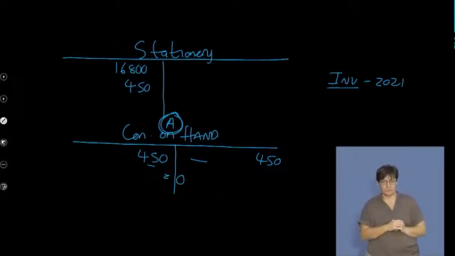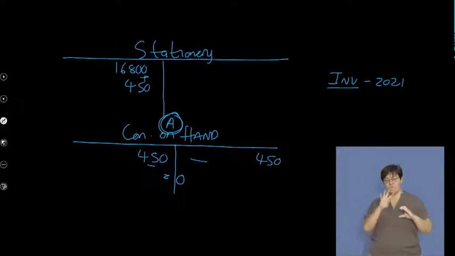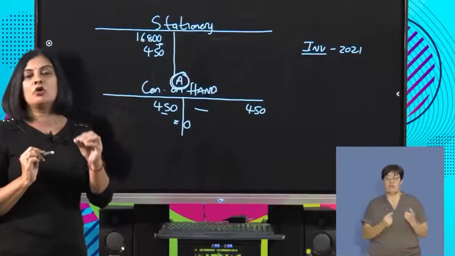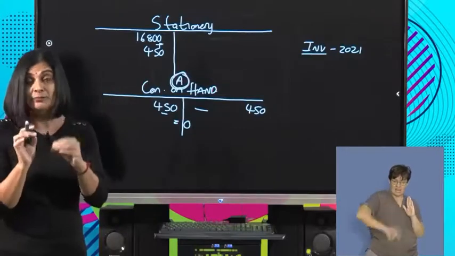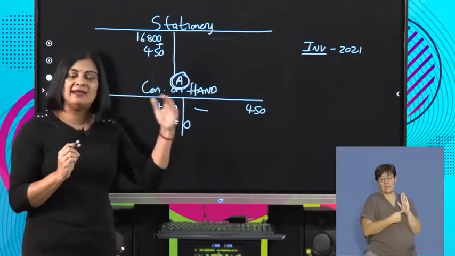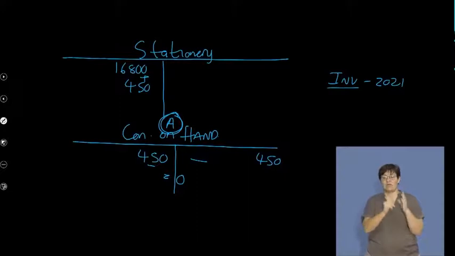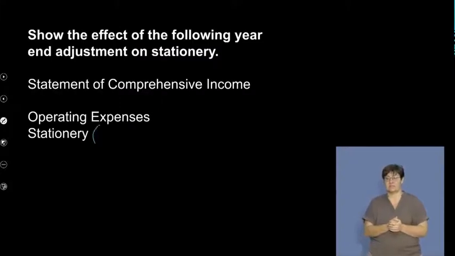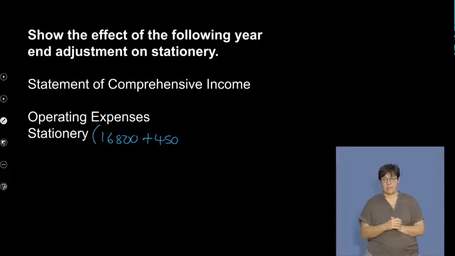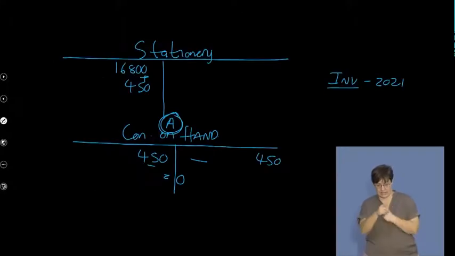Right, stationery, obviously by transferring 450, my expense now increases by 450. So in your statement of comprehensive income, in the income statement, we are now adding the 450. In fact, let's do that because that's part of our answer. Right, so stationery, we started off with 16,800. We're now adding that reversal that should have taken place but didn't. We're adding the 450. Okay, right, so that's the first part to the adjustment.